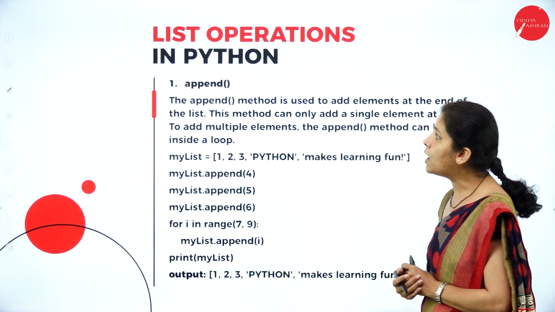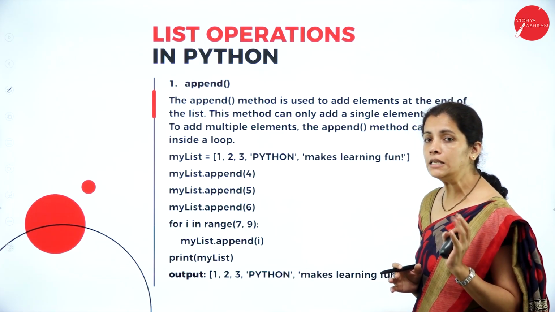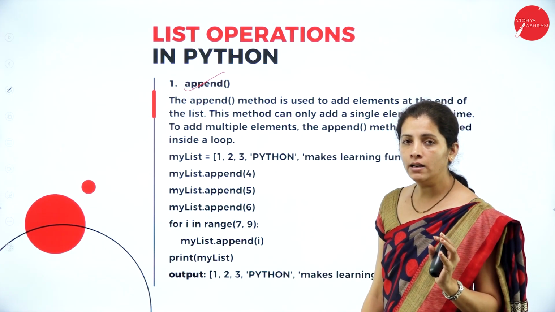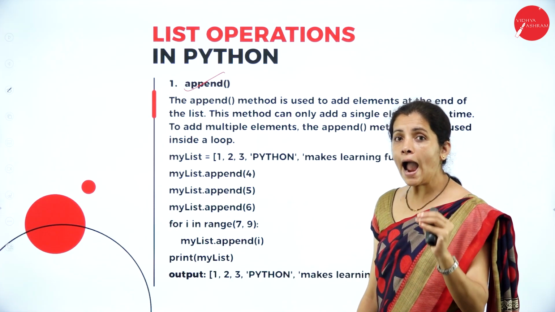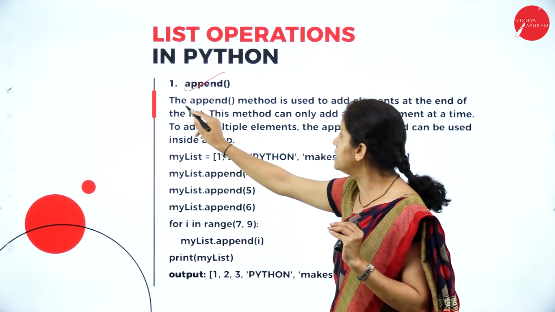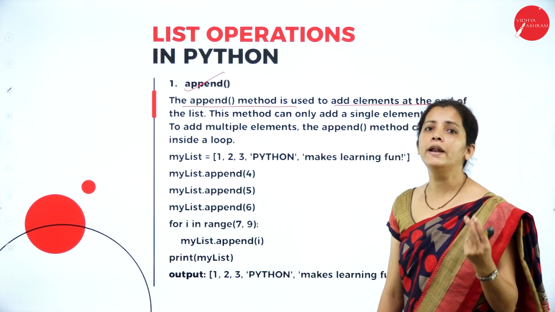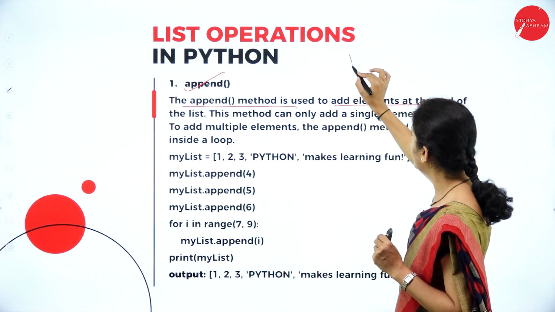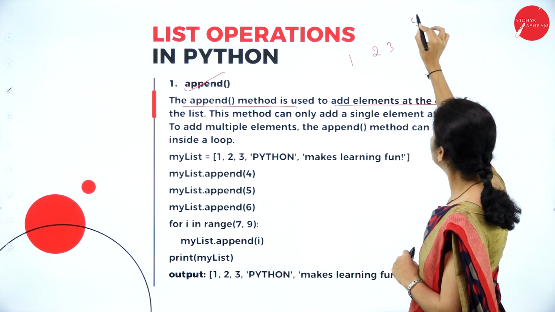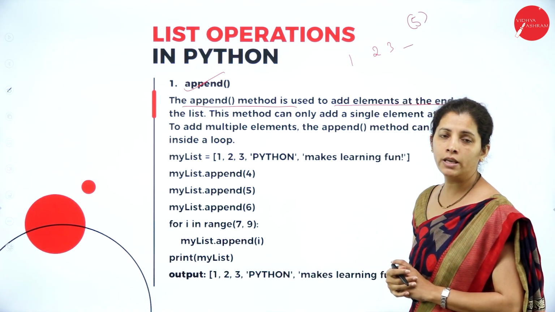Okay, fine. Now, what are the operations I can perform on the list? See here, append. So what's the meaning of append? I'm going to add an element at the end of the list. So append is a method used to add an element at the end of the list. For example, think that I have 1, 2, 3. Okay, fine. Now I want to add 5. Where do I want to add? At the end position.